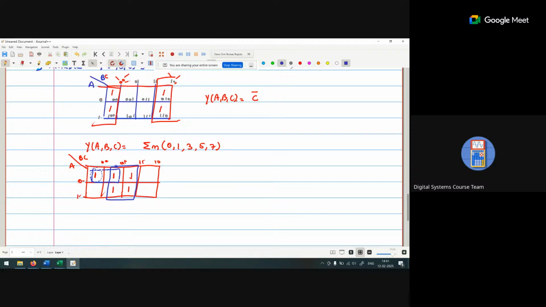If we go with the group of 4, the value of A changes from 0 to 1, so A is not a constant. The value of B is 0 to 1, not a constant. The value of C is 1 and 1, so C is constant. So it becomes C. Now if I create a group of 2, the value of A is constant, so it becomes A bar. Why? Because it is a 0. And the value of B is also constant, 0, 0, so it becomes B bar.